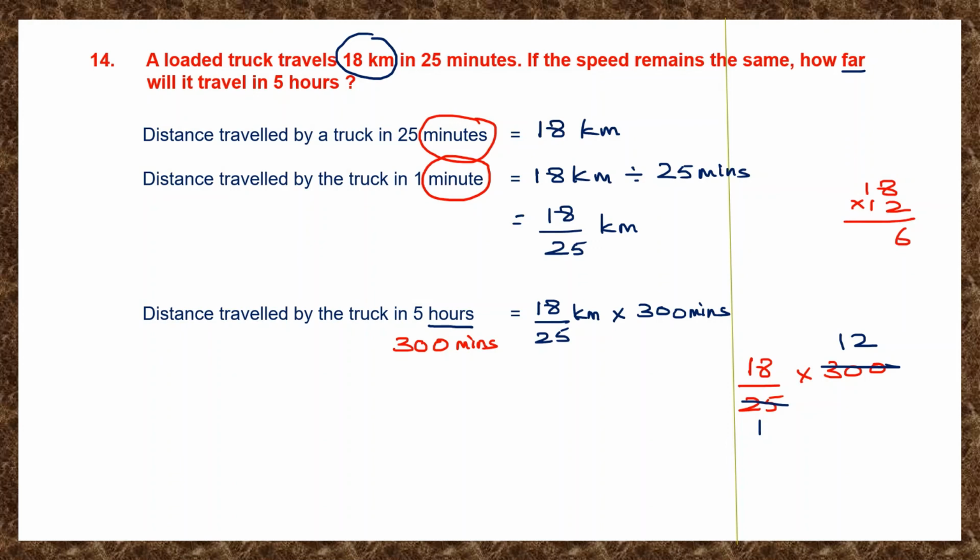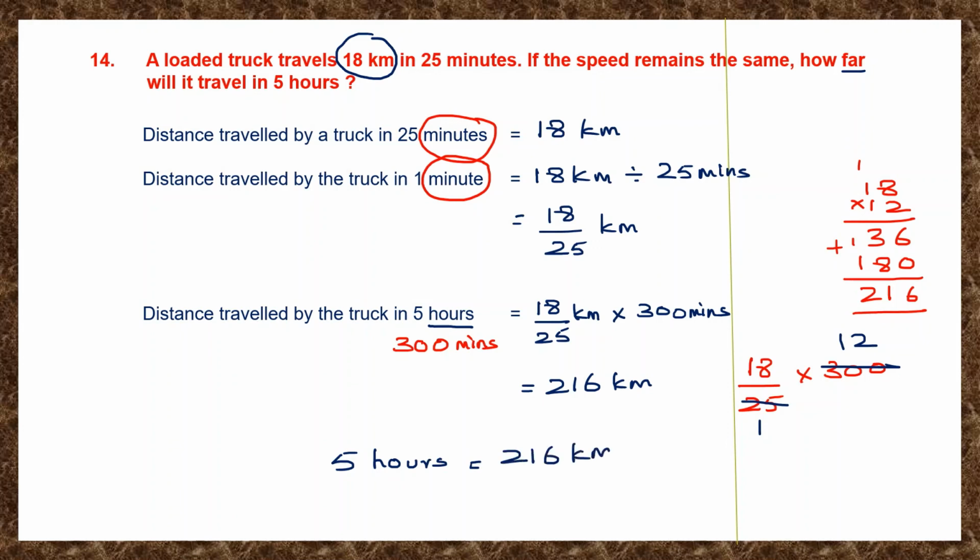2 8s are 16, carry 1. 2 1s are 2 plus 1, 3. Second line, 1 8s are 8, 1 1s are 1. Add this, we have 6. 8 plus 3 is 11, carry 1, 2, 216. So the distance traveled by the truck in 300 minutes is 216 kilometers. Or we can answer the question in 5 hours. In 5 hours, the truck will travel 216 kilometers. So this is our final answer.